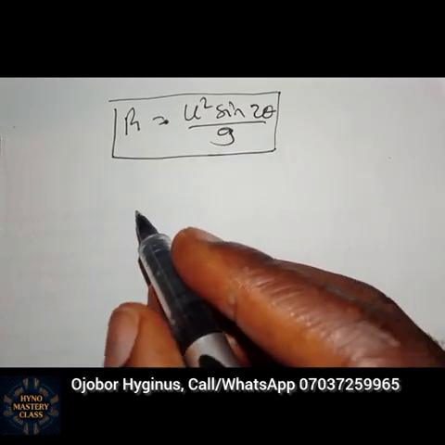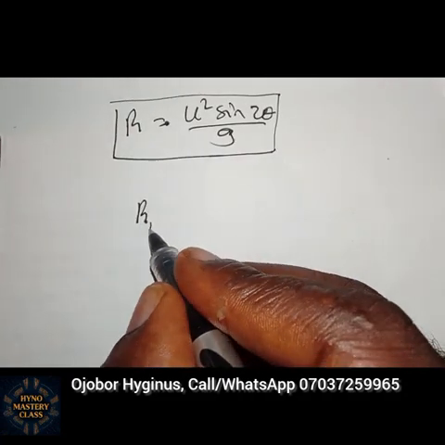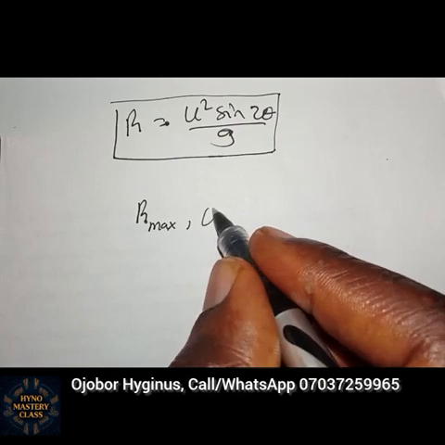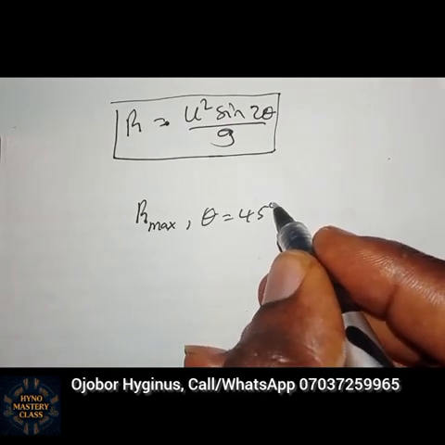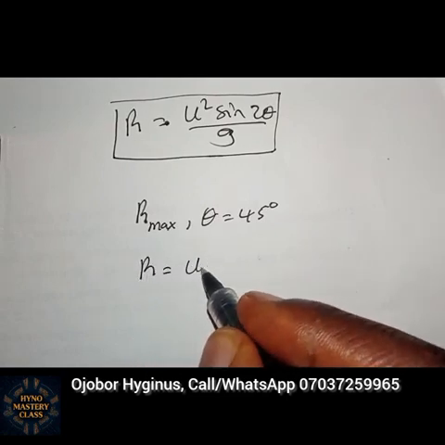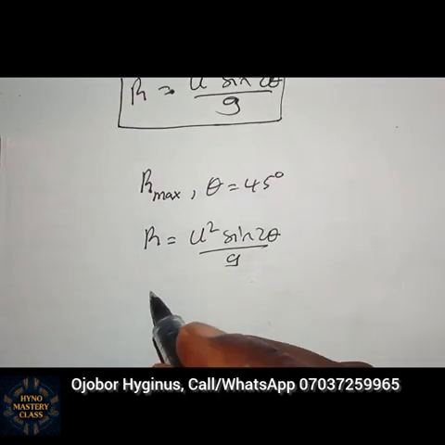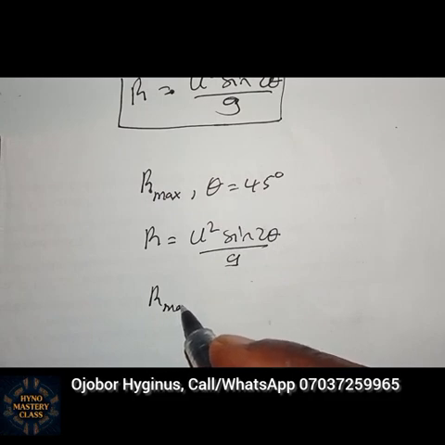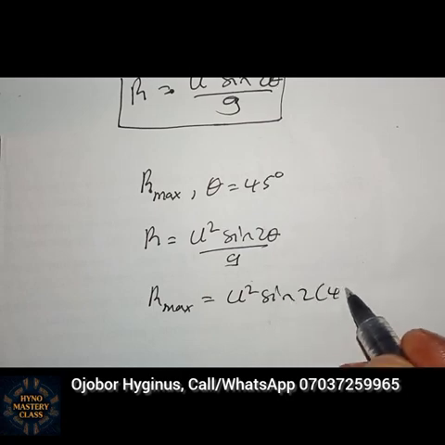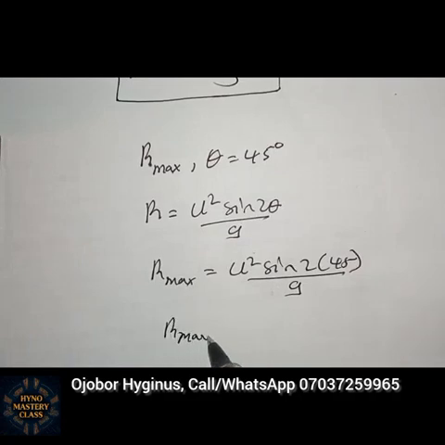So another very important quantity we should note is what we call the maximum range. A body will have its maximum range when the angle of projection of that body is 45 degrees. And that means that from the formula of range, which is range equals u squared sin 2 theta all over g, if we substitute, we are going to have u squared sin 2 times 45 all over g.